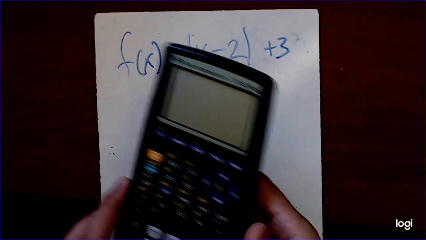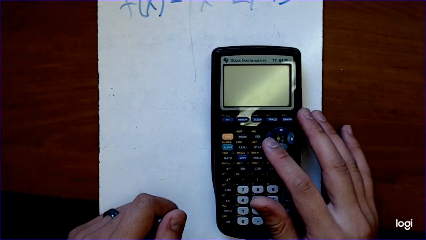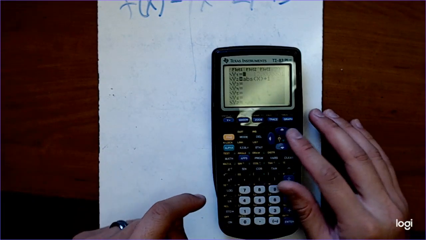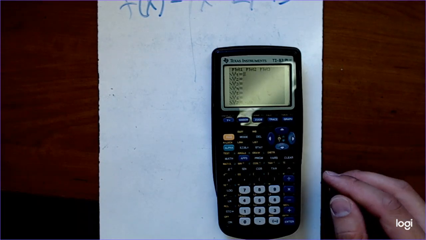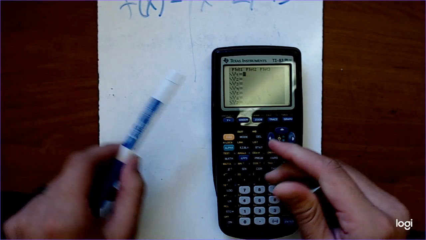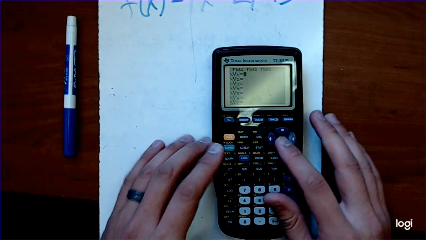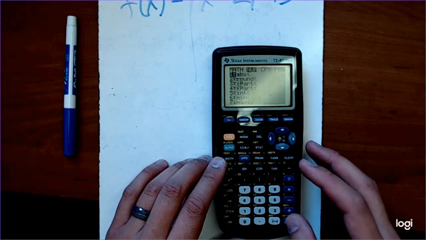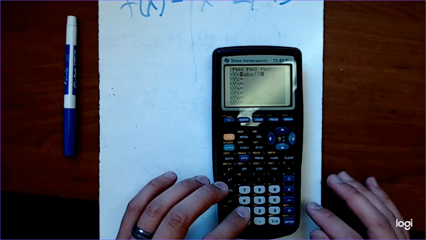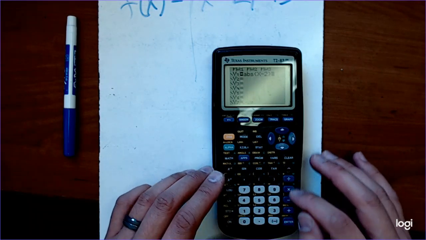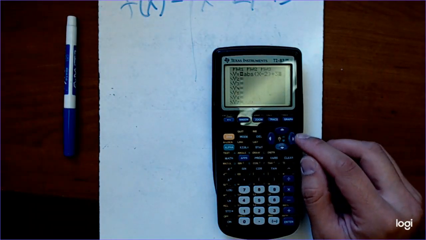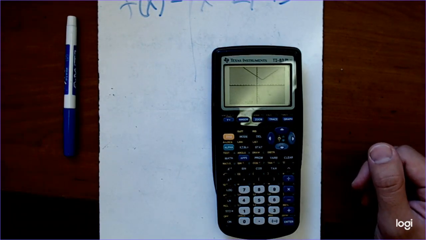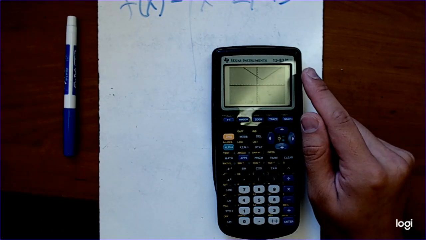All right, so we're going to do this on our calculator. I'll just turn this on. All right, and then we'll do the function of absolute value of x minus 2, so x minus 2 in parentheses and then plus 3. All right, so absolute value of x minus 2 plus 3, we'll go ahead and graph this. Okay, and we can see what it does right here.